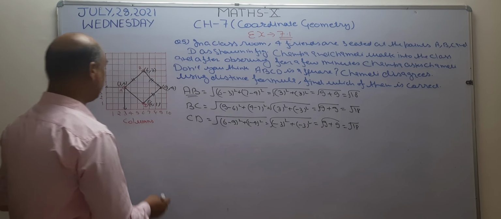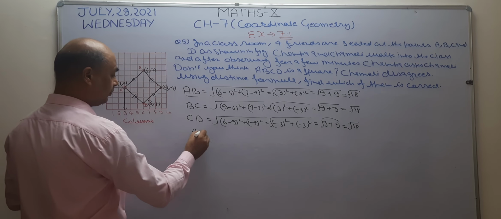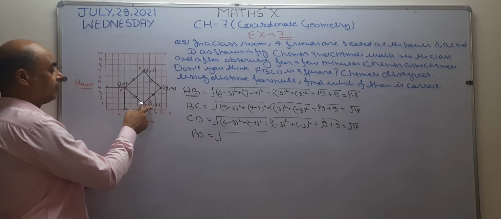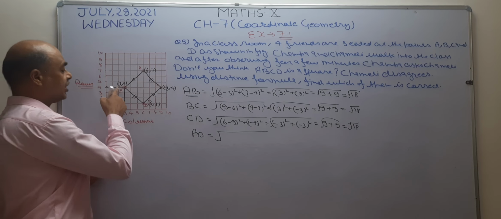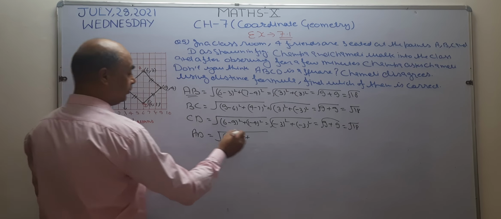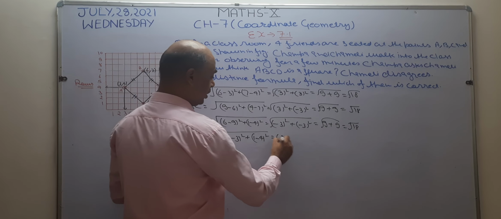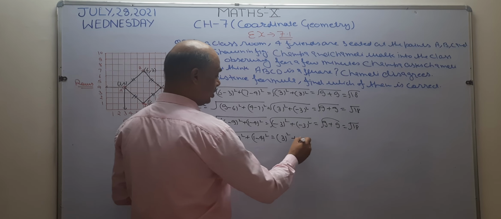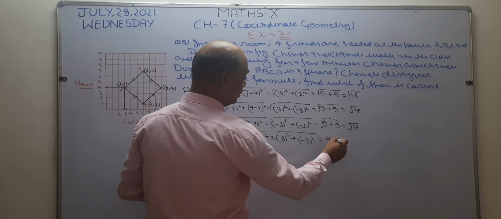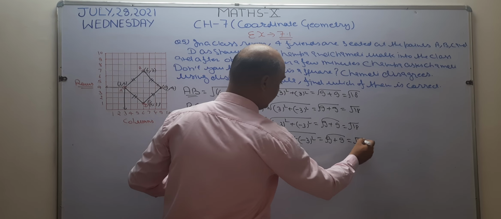Now I want to check the distance between these 2 points. What is the name of these 2 points? A and D. I want to use the distance formula again. x2 minus x1 and y2 minus y1 and its square. 6 minus 3 is 3, squared, plus 1 minus 4 is minus 3, squared. Now square of 3 is 9, square of minus 3 is plus 9. 9 plus 9 becomes 18.